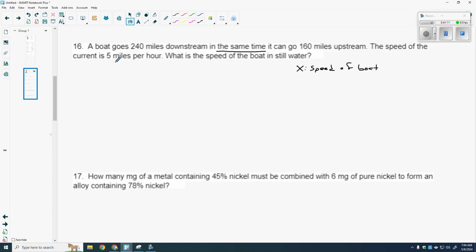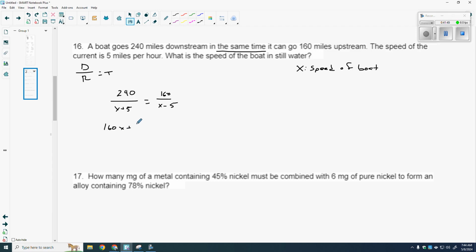Okay? Boat goes 240 miles downstream, doing the same logic. Distance divided by rate is time. So the time to go downstream is 240 divided by the downstream rate, right? So we're going downstream, so we add the rate of the boat and the rate of the current. So this will be x plus 5, 5 plus x, doesn't matter in this case, equals 160 miles to go upstream, and it's going to be the speed of the boat minus the speed of the current. Same logic as before, cross multiply.